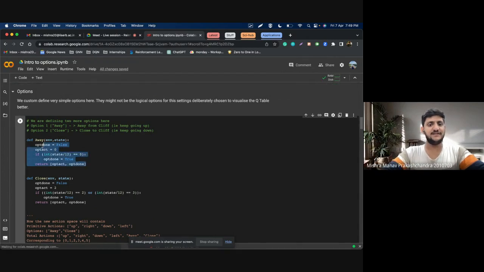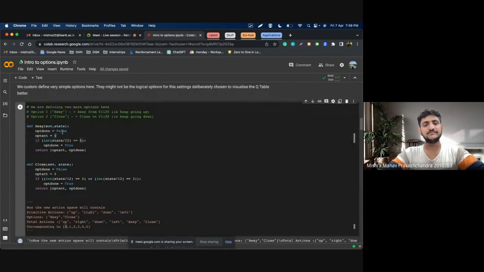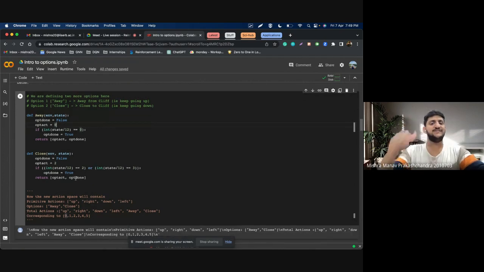So this is how option away looks. So opt done is false. If it reaches the topmost row, then opt done is true. Similarly, close: if it reaches the second or the third row, then this is set to be complete. Okay.